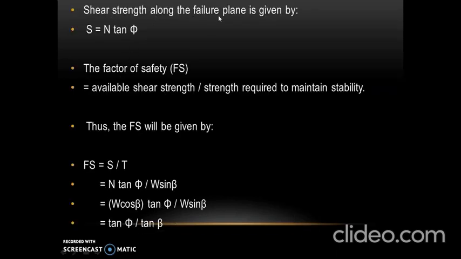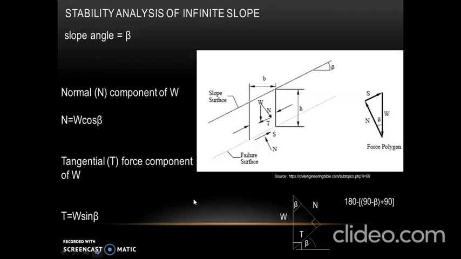Shear strength along the failure plane is given by the formula S equal to N tan phi. And factor of safety is the ratio of available shear strength to the strength required to maintain stability. So we can write Fs as a ratio of S, that is shear strength along the failure plane, divided by T. S is N tan phi and T is W sin beta, which we got from the previous slide.